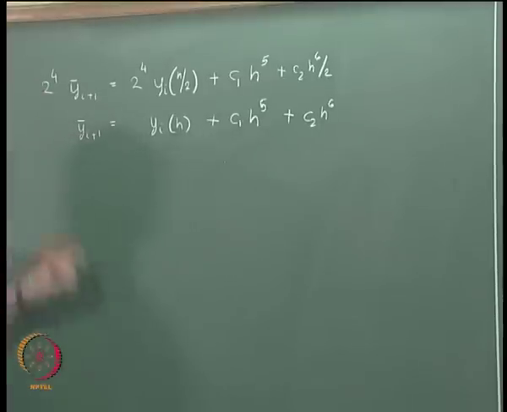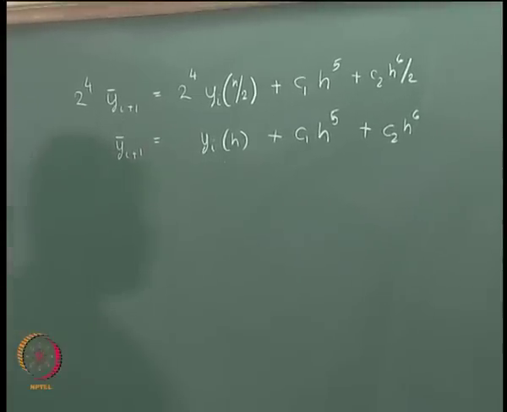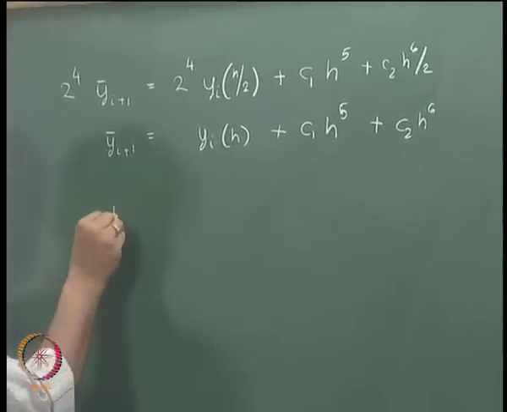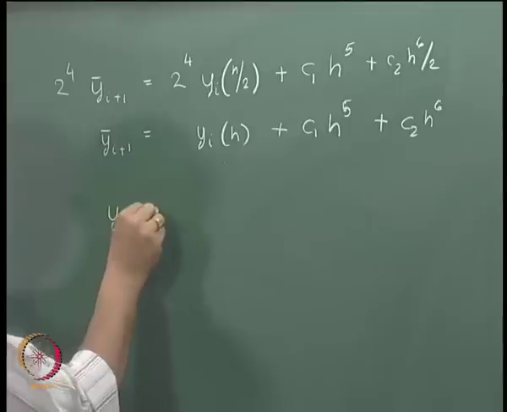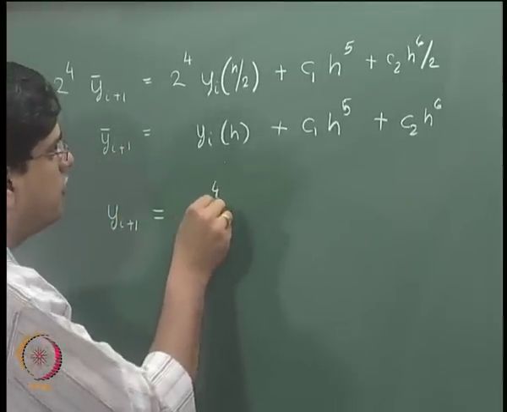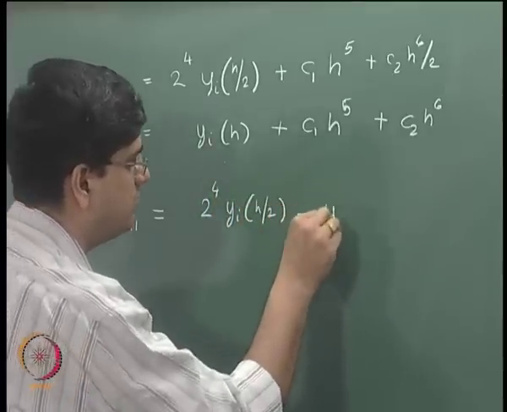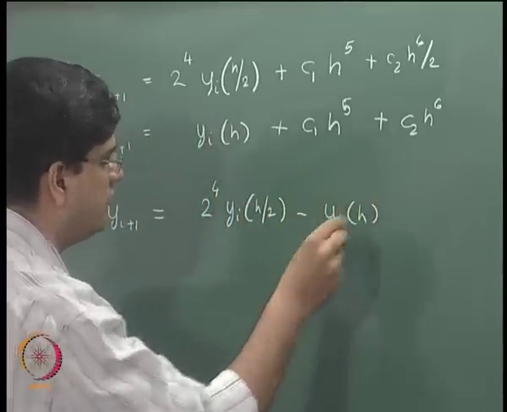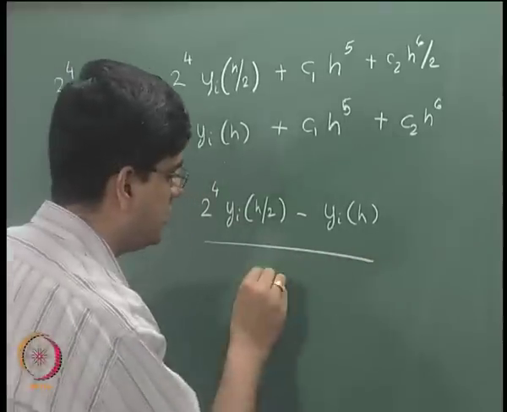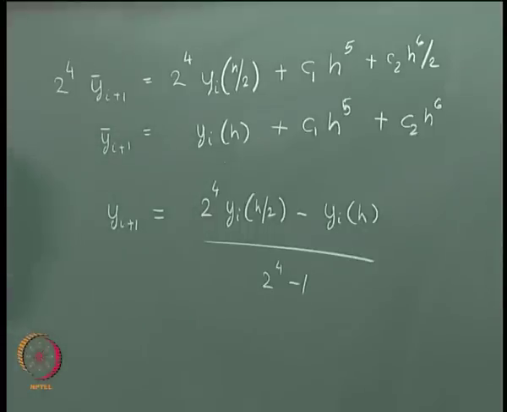Okay. And now when we subtract these two equations and then divide throughout by 2 to the power 4 minus 1, we are going to get yi plus 1 is going to be equal to 2 to the power 4 yi computed with h by 2 minus yi computed with h, divided by 2 to the power 4 minus 1. Okay. So this is essentially what we are going to get.